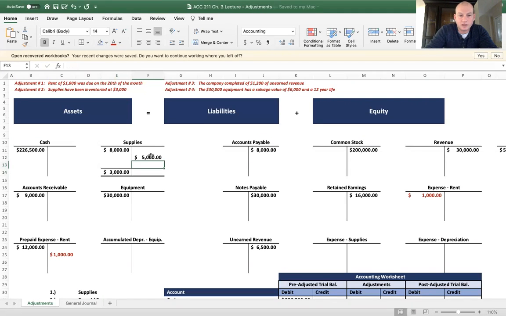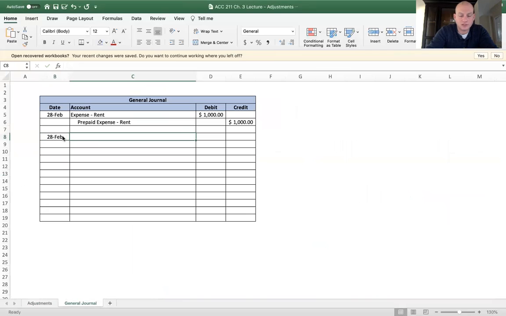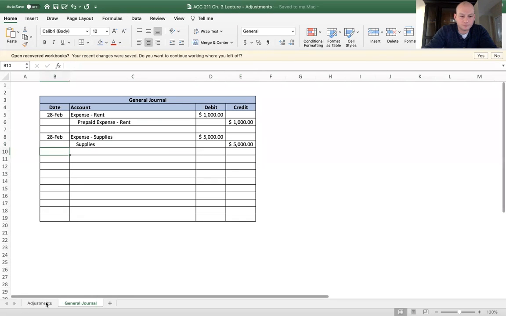So we'll credit the supplies account, and we're going to then debit the expense because that's how much supplies we used this month. So now we have to show the drop in the assets as well as the equity, because whenever supplies are used, it takes away from our net worth, our equity. So we have to debit the expense account. So if we go over here to the journal, we're going to debit expense supplies for $5,000, and then we're going to credit the supplies account for $5,000.